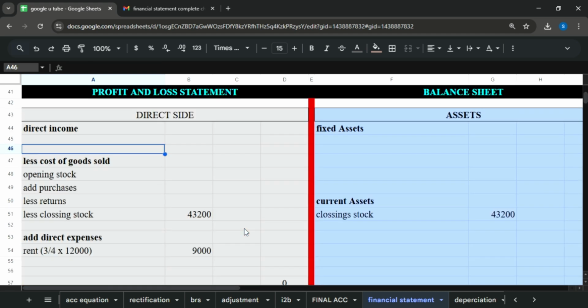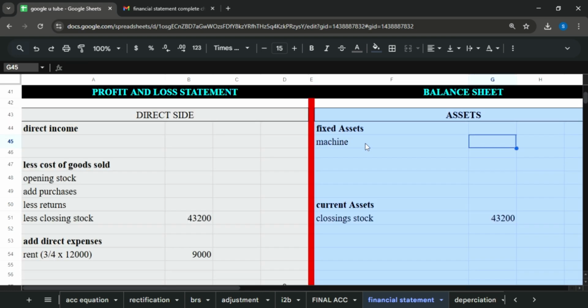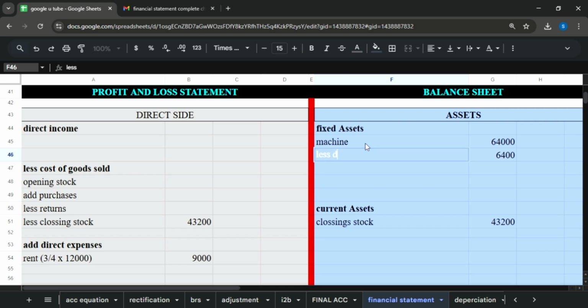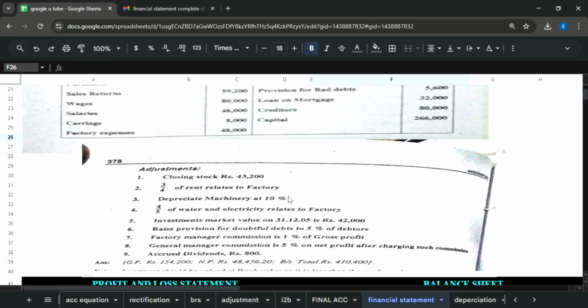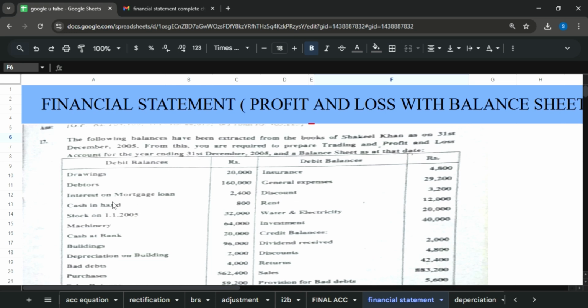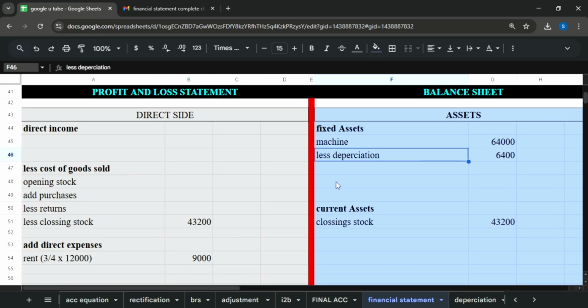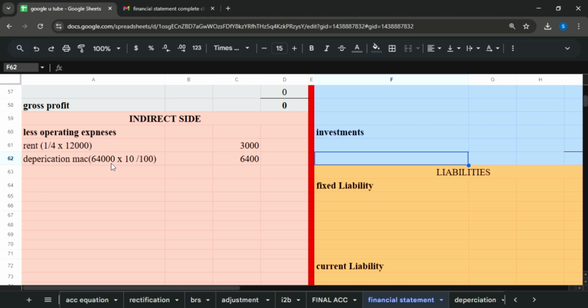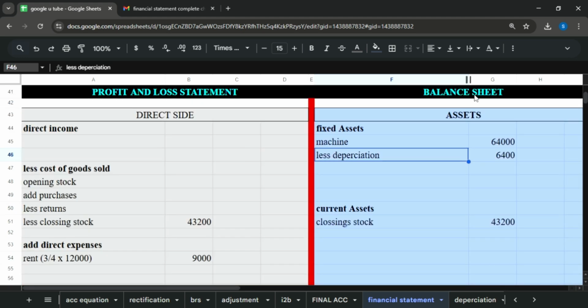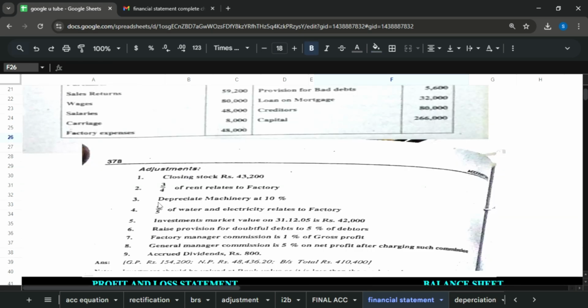First effect is completed. Now we will go to the fixed asset side. Here first you will mention the amount of machinery was 64,000 and 6,400 is depreciation which needs to be subtracted. You can see that depreciation was 10%, amount of machine was 64,000 which we have mentioned over here, 10% depreciation, and you have calculated this depreciation over here, 6,400, and finally we will subtract it. Guys, in this way our three adjustments are completed.